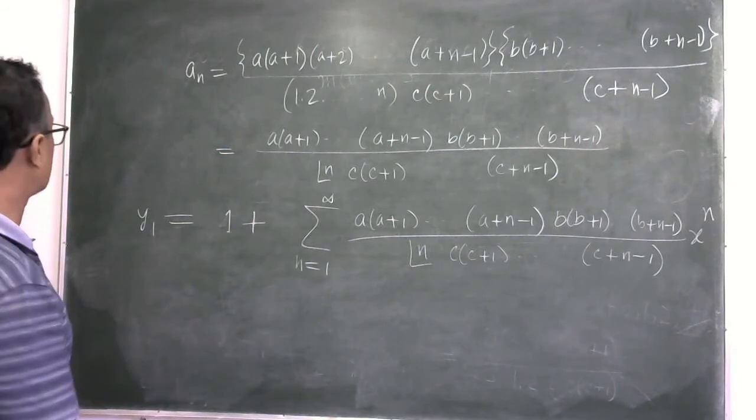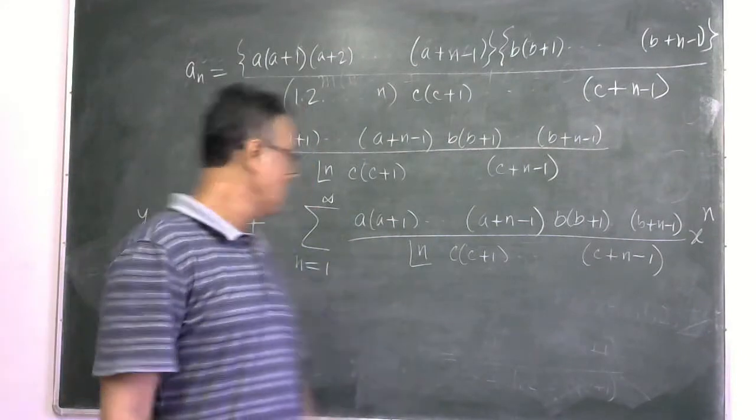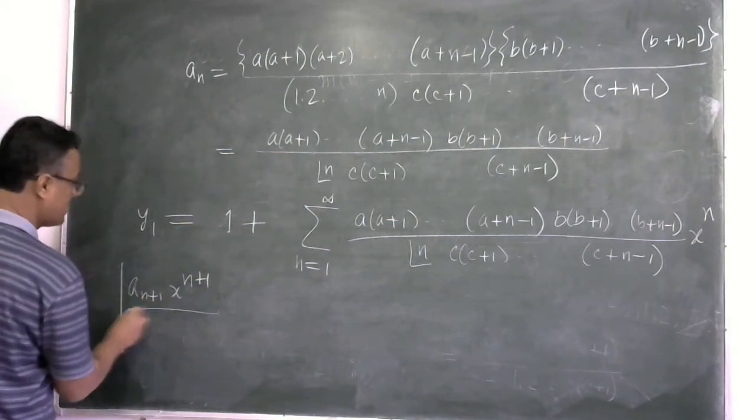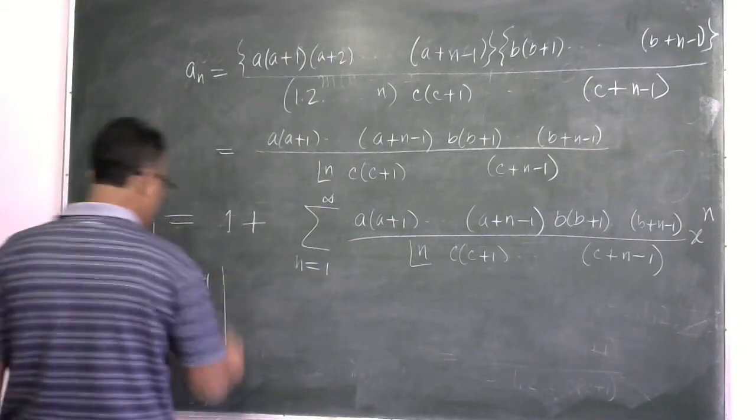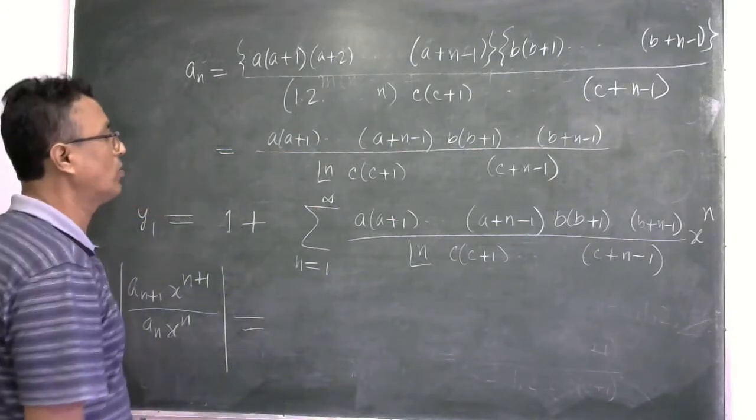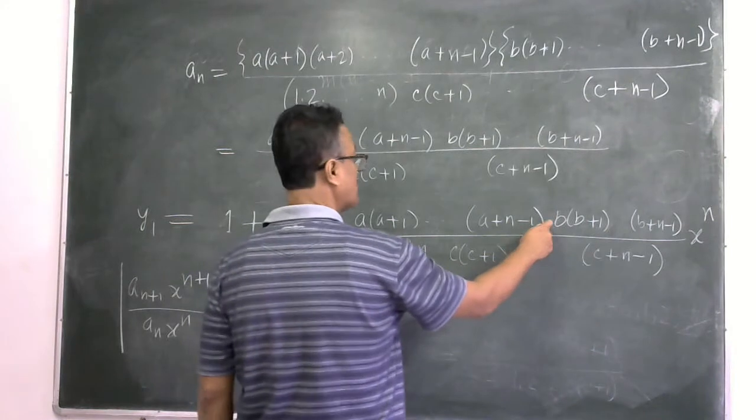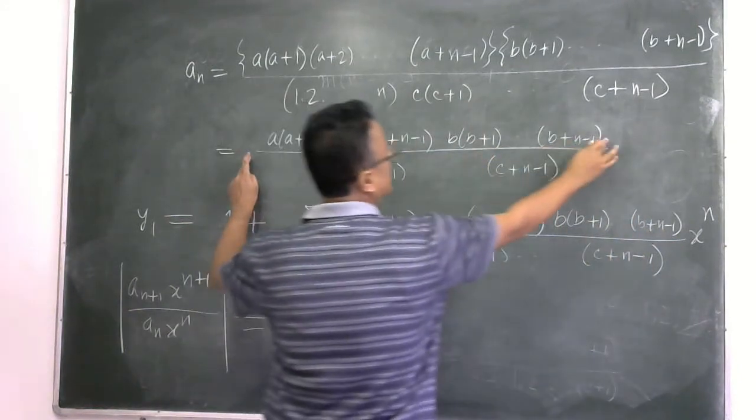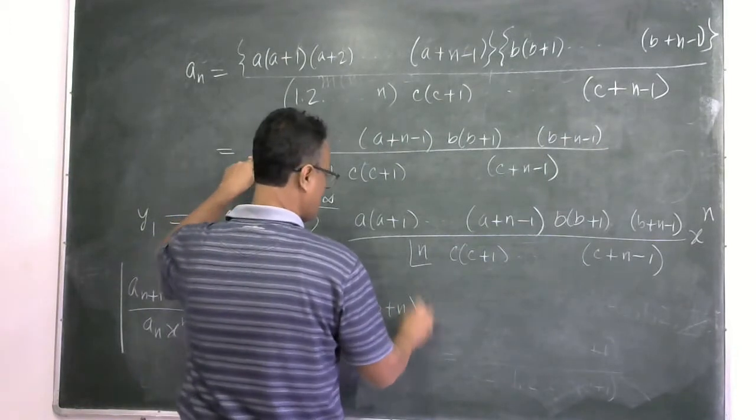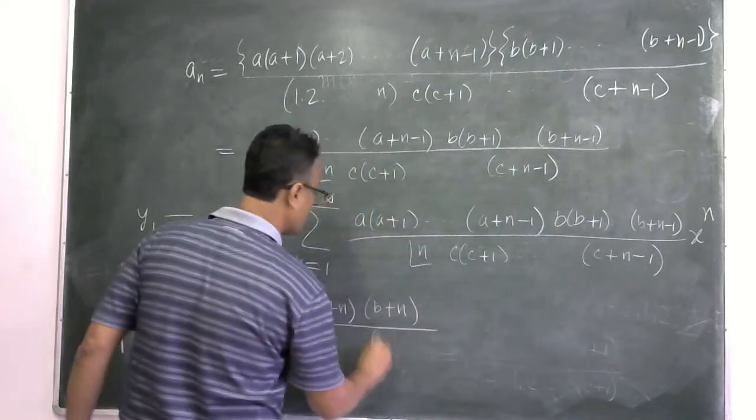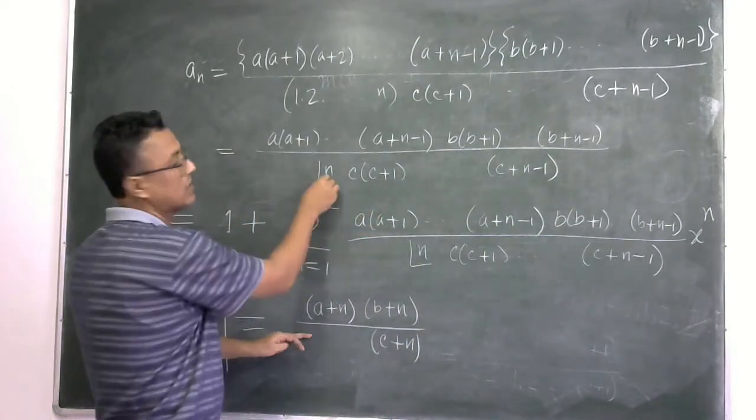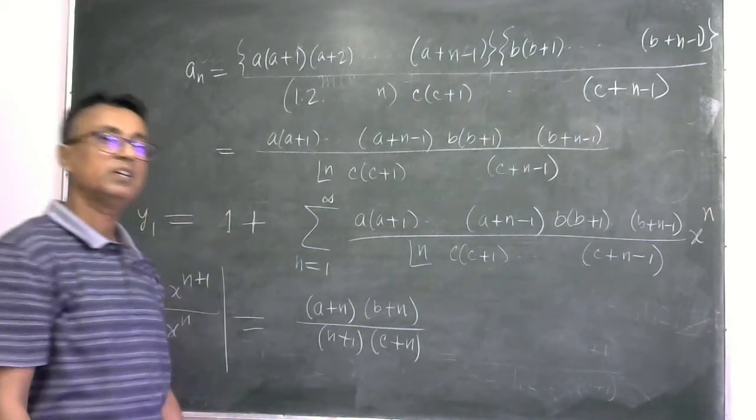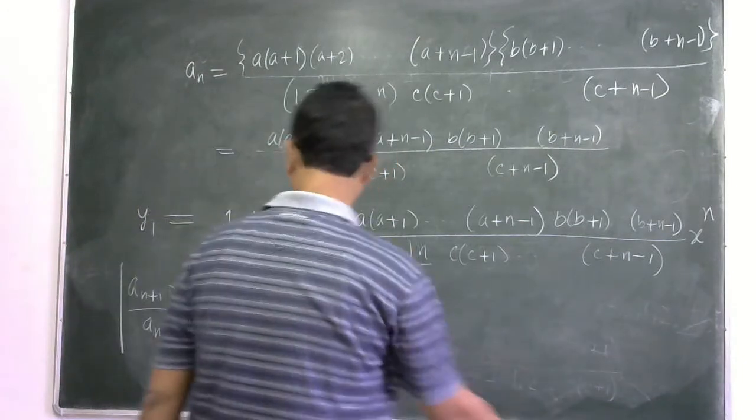Now if you want to find out the radius of convergence, you have to simply figure out the limit as n tends to infinity of a n plus 1 x to the power n plus 1 divided by a n x to the power n. You know that for a n plus 1 you are going to have simply one extra term here, a plus n. Similarly, from here you are going to get b plus n, and similarly here you are going to get c plus n. And what will be the extra term here? Simply n plus 1, because that is going to be factorial n plus 1 divided by factorial n.